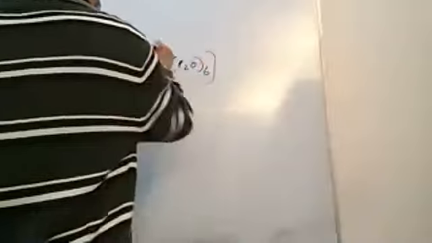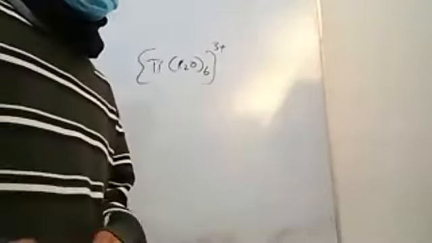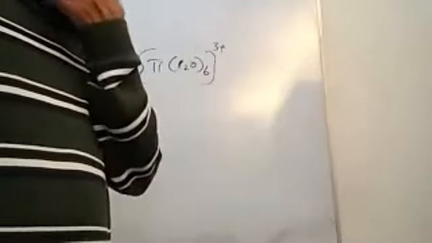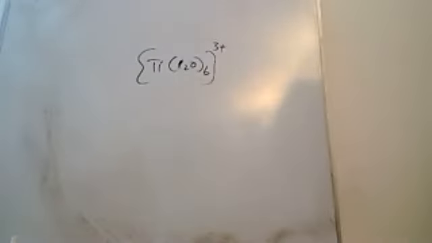Let's say I have a complex, Ti(H2O)6 3+. So how many unpaired electrons does this Ti3+ have? How many unpaired electrons?